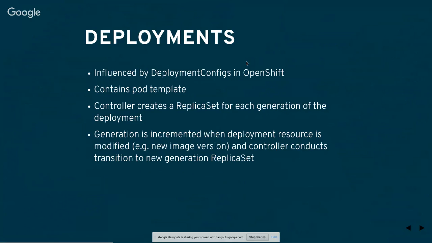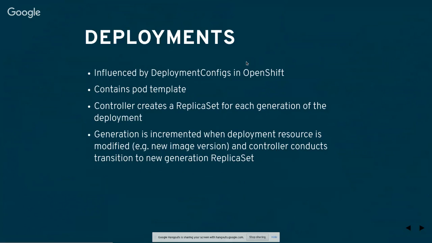So I'm going to talk about deployments. Most people are probably familiar with deployments, but they were influenced heavily by deployment configs, which I'll talk about later with the OpenShift resource. A deployment contains a pod template, and it creates a replica set for every generation of the deployment, which can be thought of as versions of your application. So it creates a replica set, which creates the pods.